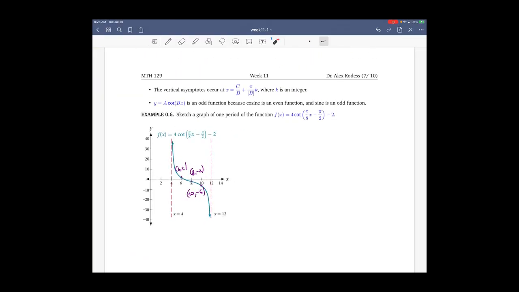All right, hopefully you will practice more of these in your homework, and this example is now over, and we're done with our study of the graphs of secant, cosecant, tangent, and cotangent.